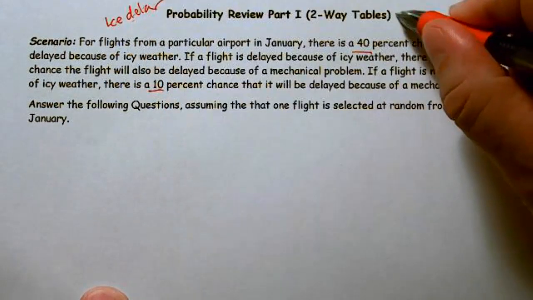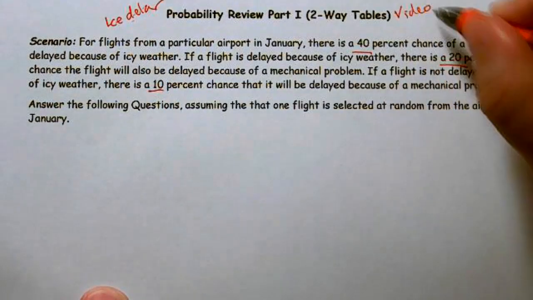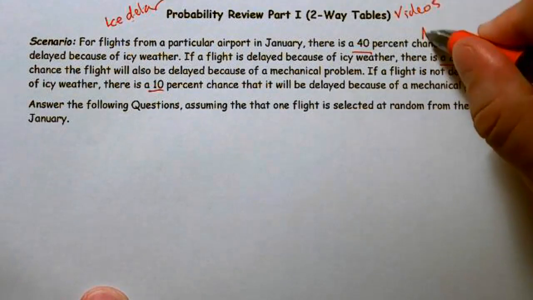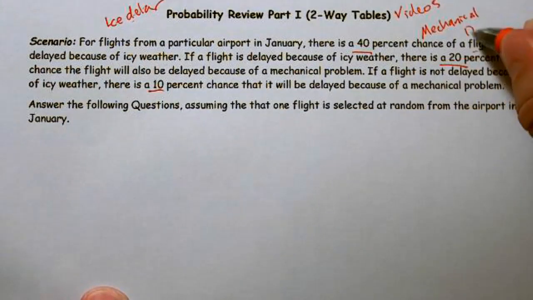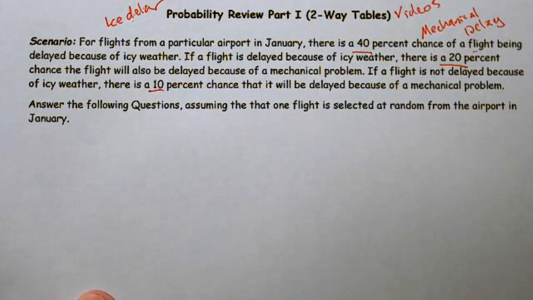And this is also video 5. I should have said that. And I also have mechanical delay. So I have two variables. Anytime I have two of something, I need a two-way table or a sample space to organize it. So I'm going to go at it that way.